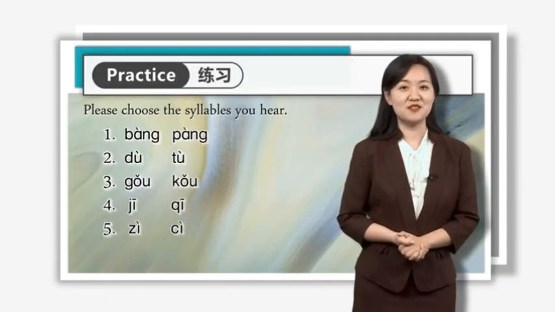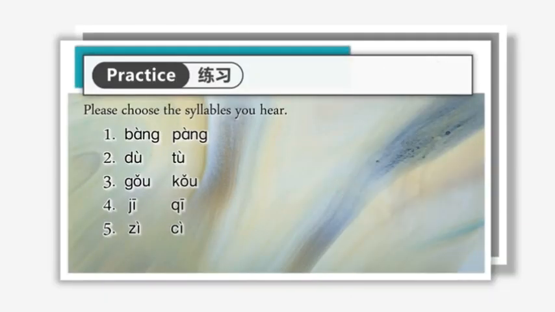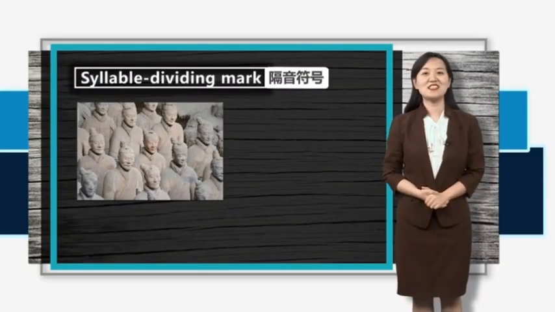Now please choose the syllables you hear. 1 胖, 2 吐, 3 狗, 4 7, 5 字. Very good. The next part.